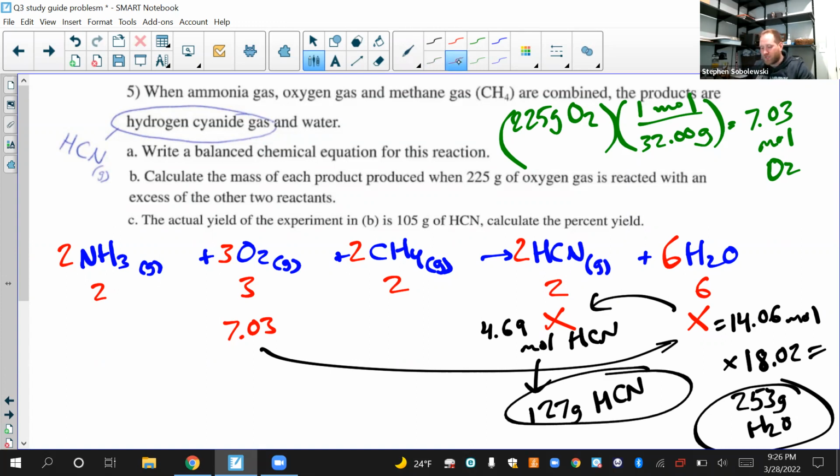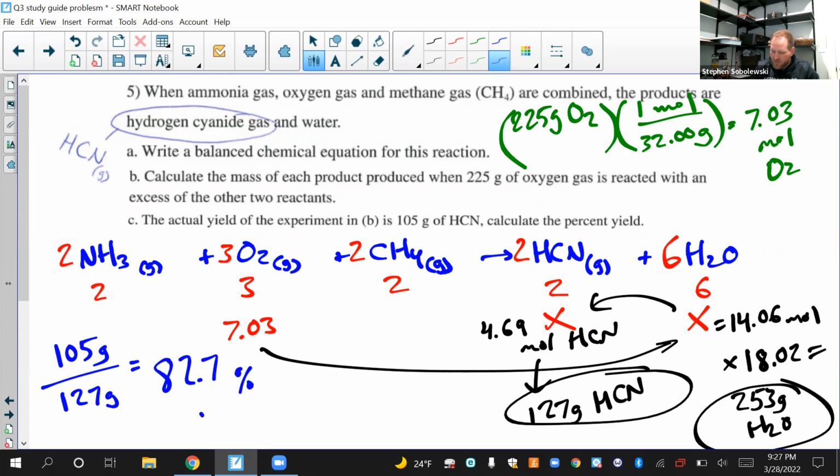Part C, the actual yield of the experiment, I would call that the experimental yield, is 105 grams of HCN. Calculate the percent yield. So percent yield is going to be the experimental yield, which in this case is 105 grams. We divide that by the theoretical, which is 127. Multiply that by 100 and keep our sig figs consistent. 82.7% yield. Okay, and I believe that's everything.